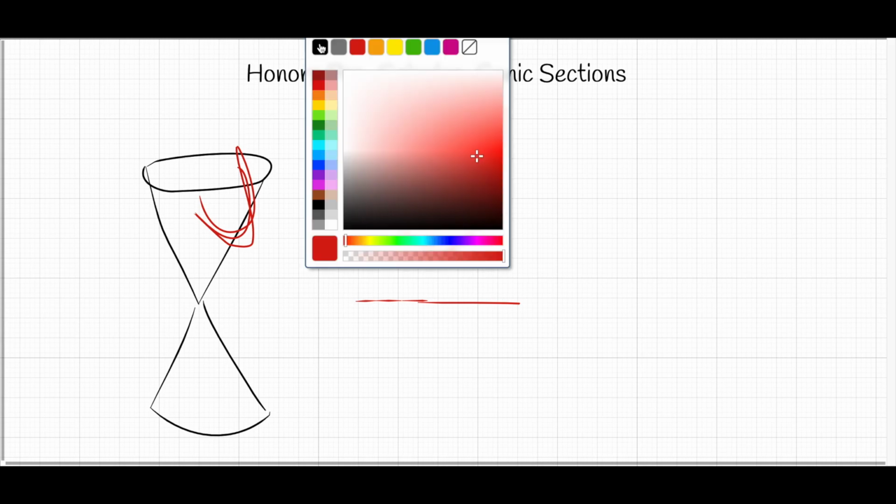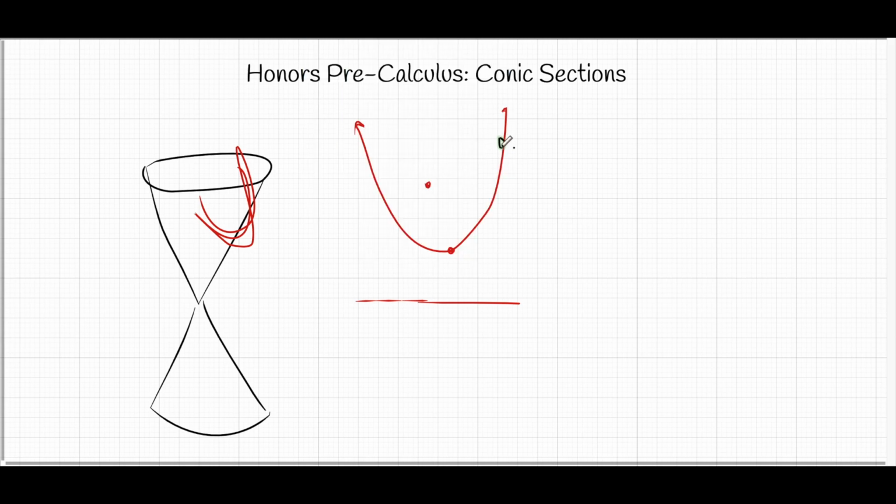So if I were to pick a random point on the parabola, the distance from that point to the focus is going to be the same as the distance from that point to the directrix. Parabolas are honestly, I think, the hardest conic section. Even though you're introduced to parabolas early on, this is more property related instead of just how to graph them.